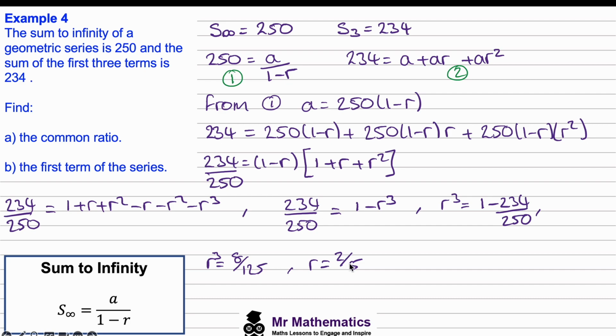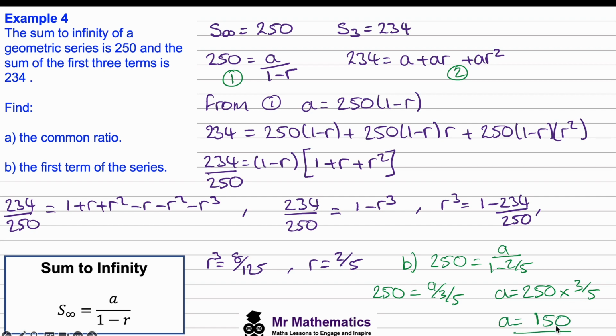That's the common ratio. In part B, we're asked to find the first term of the series. If you look at equation 1, we've got our common ratio. We can use this to work out our first term, a. So we'll substitute 2/5 into here. We get 250 is equal to a over 3/5. We'll move this 3/5 over to the left-hand side. So a will be 250 multiplied by 3/5. We can work this out, and the first term will be 150.